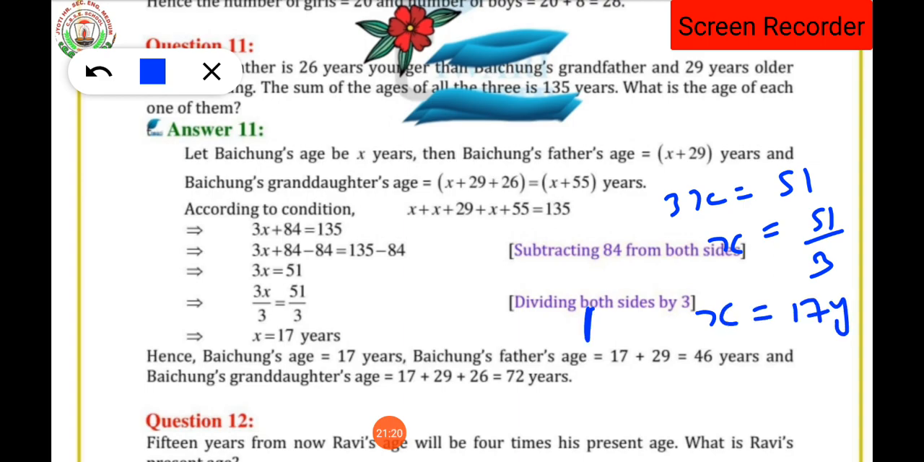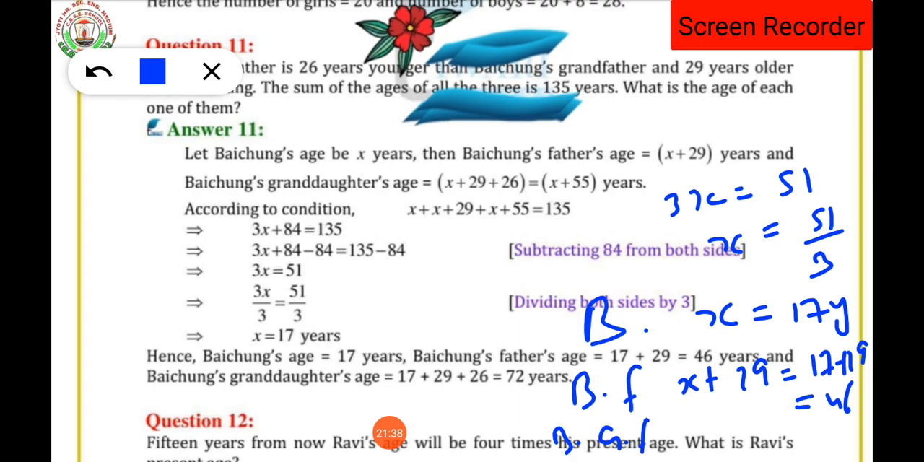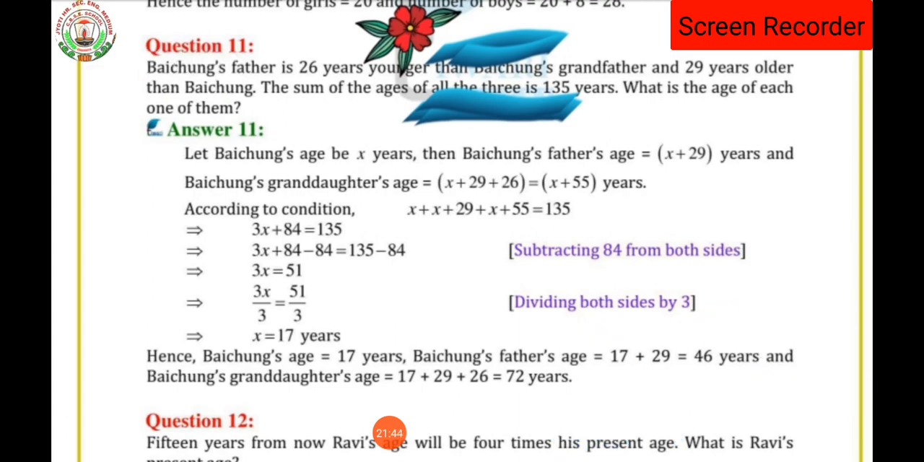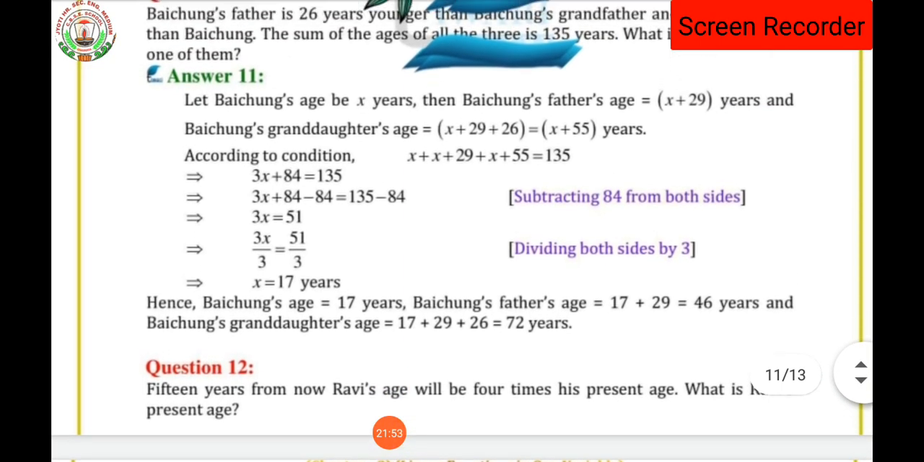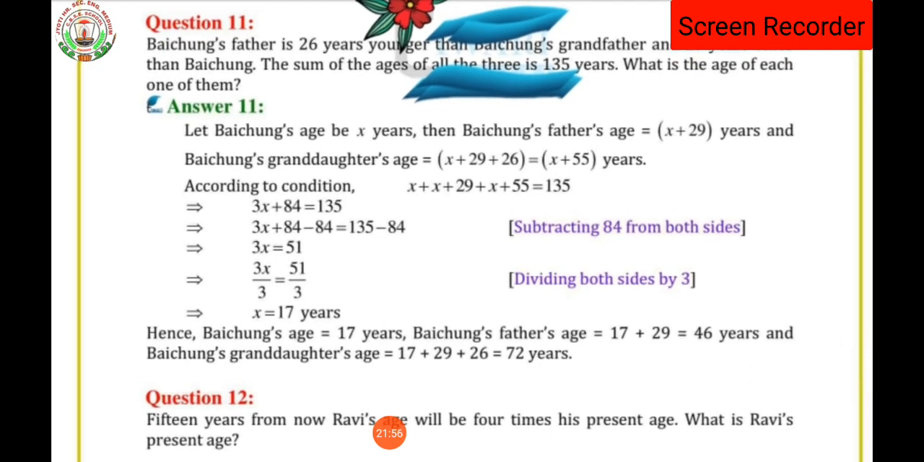So what is Baichung's age? Baichung's age is 17 years. Baichung's father's age is how much? x plus 29, isn't it? So 17 plus 29, you will get 46. And Baichung's grandfather's age will be x plus 29 plus 26, so 17 plus 29 plus 26 will be 72. So here we have completed question number 11. Hope you understood. Dear students, tomorrow we are going to see question number 12 and the rest. So for today, thank you everyone.